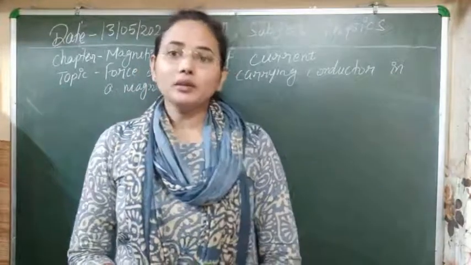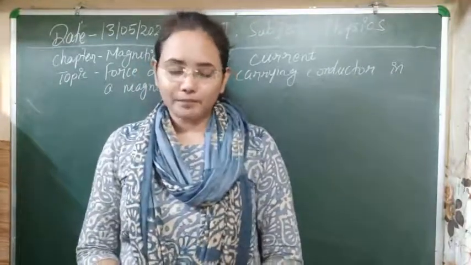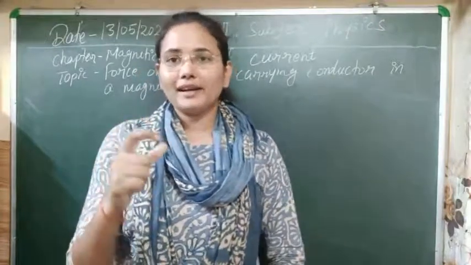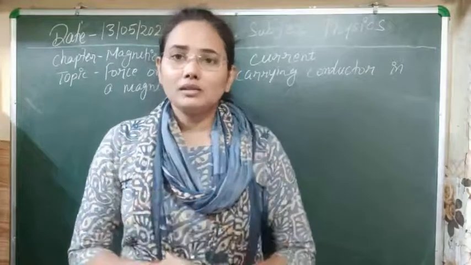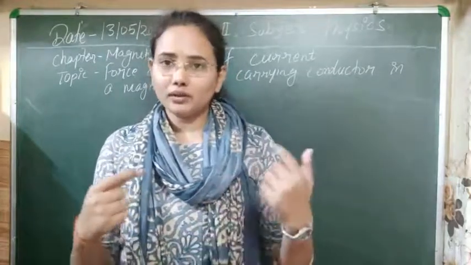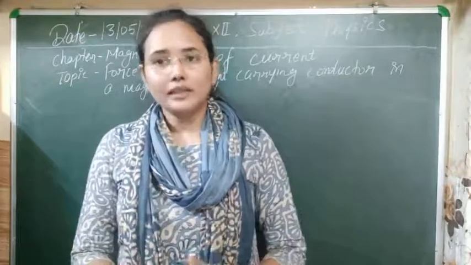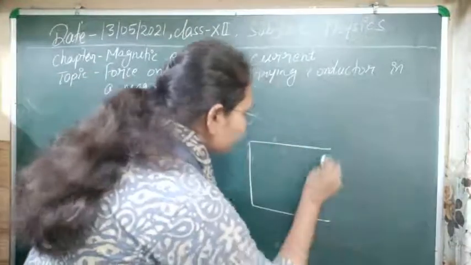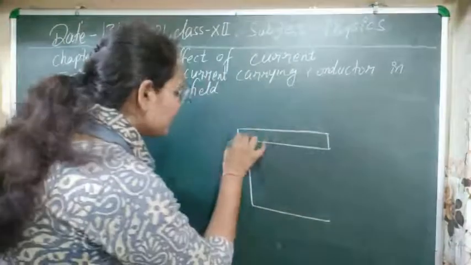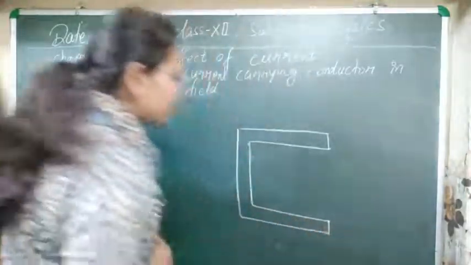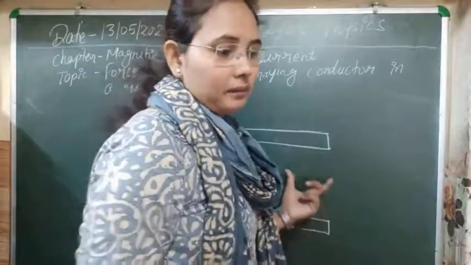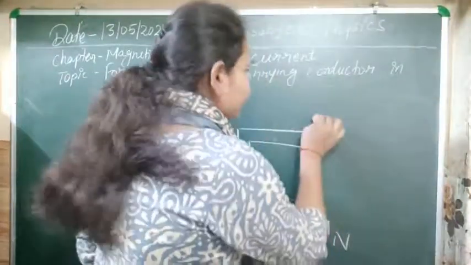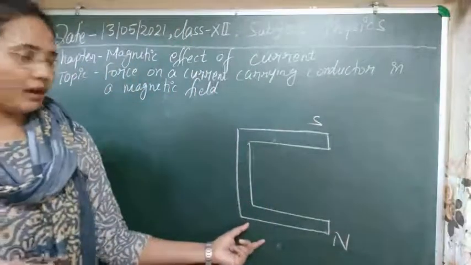Experimentally you can also see this. Just take some strong magnet, and after that take some wire or current carrying conductor, and connect a battery to it. This is the magnet that I am taking here, known as a horseshoe magnet. In this magnetic field, this is the north direction of the magnet, and this is the south direction of the magnet that we have taken.